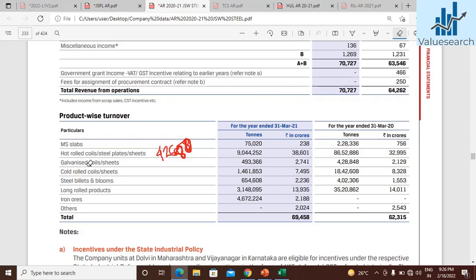So the price of hot rolled coils is 42,680 per ton. Then, like this, you analyze all these numbers one by one. Let us now analyze long rolled products, as it is a big amount.